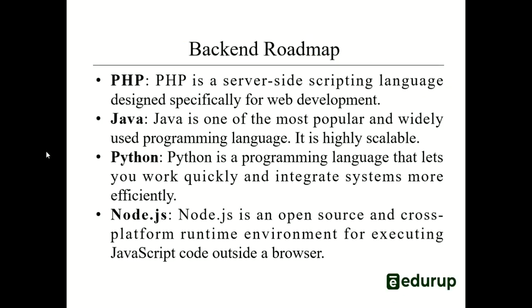PHP, the first language we used in the backend roadmap, is a server-side scripting language designed specifically for web development. Next, coming to Java. Java is one of the most popular programming languages, widely used. It is highly scalable. Nowadays, Java is popular. And going to Python. Python is also a programming language that lets you work quickly and integrate systems more efficiently.